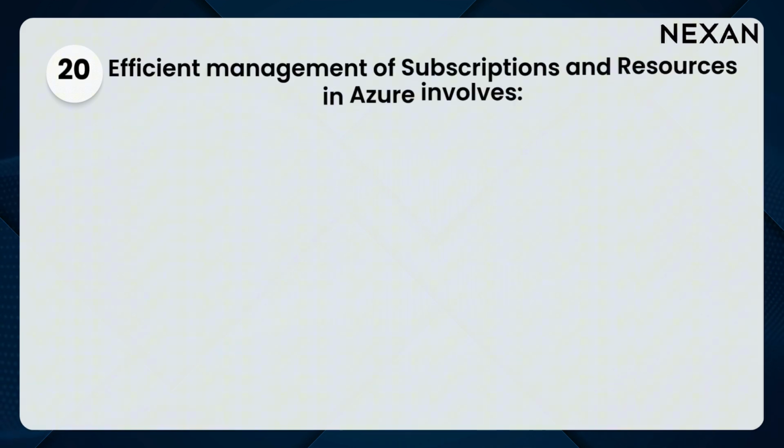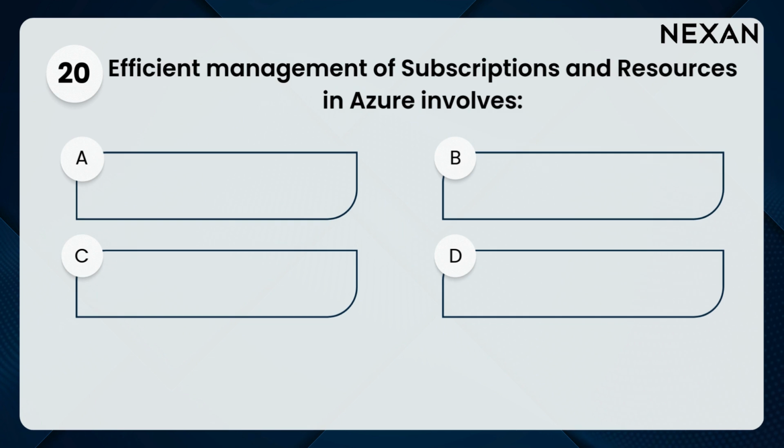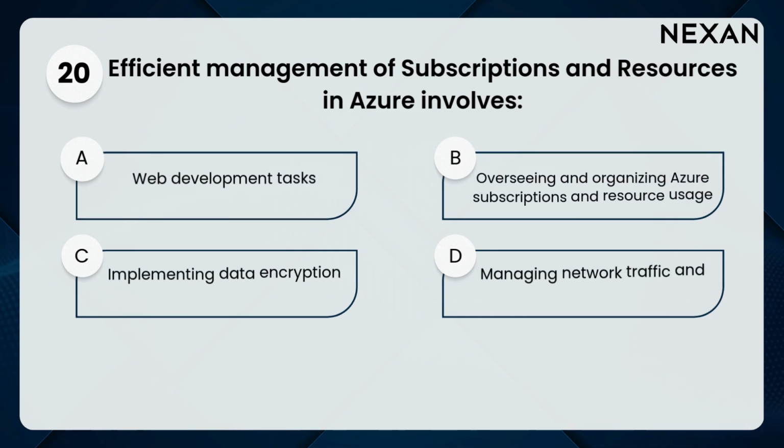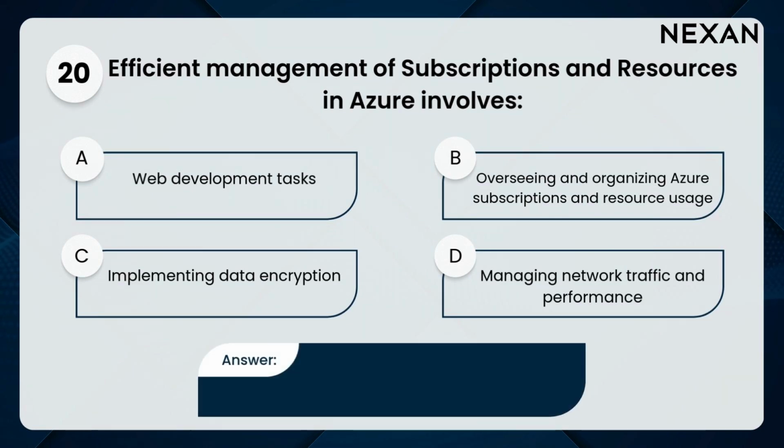20. Efficient management of subscriptions and resources in Azure involves: A. Web development tasks. B. Overseeing and organizing Azure subscriptions and resource usage. C. Implementing data encryption. D. Managing network traffic and performance. Answer: B.